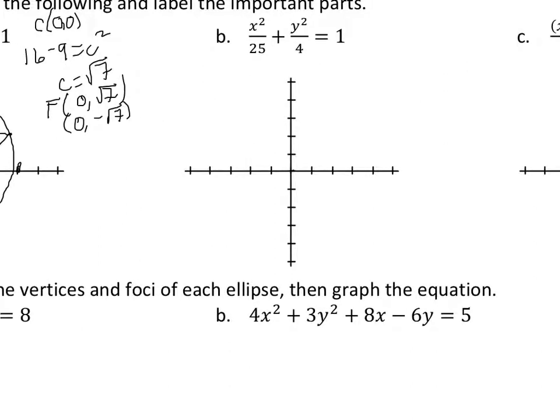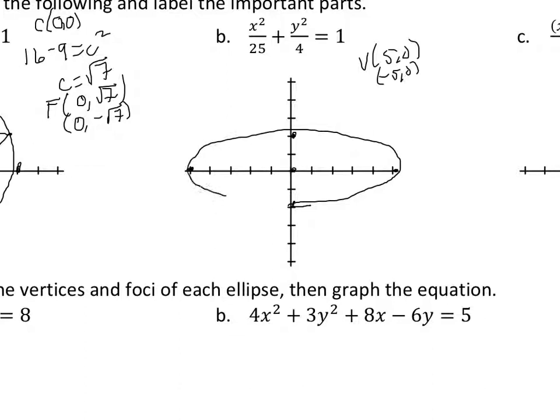Okay. Yep. Center's at (0, 0). Major axis, horizontal or vertical? Horizontal. So how far in the x direction? 5. So my vertices are at (5, 0) and (-5, 0). Then in the y direction I go up 2 and down 2. So again, now you can see that this is more ovalish as a and b get farther apart.